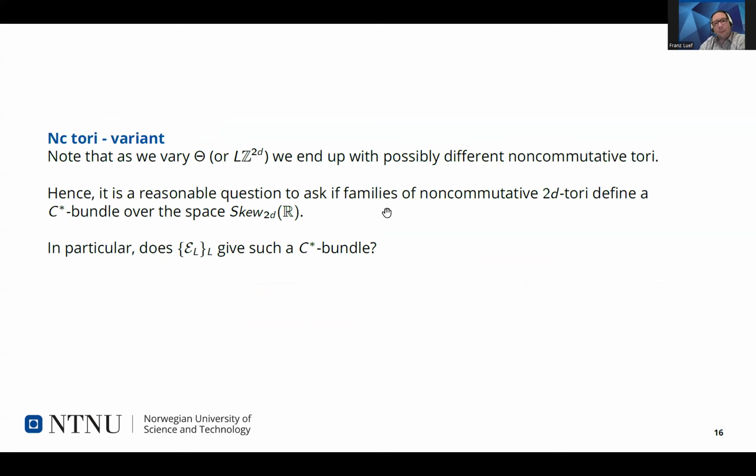And then of course you look for some kind of continuous field situation, and then you realize that you can define a C-star bundle over this space of skew-symmetric matrices that determine your noncommutative tori. And so then you hope that you can show that your associated Heisenberg modules give you a nice bundle.